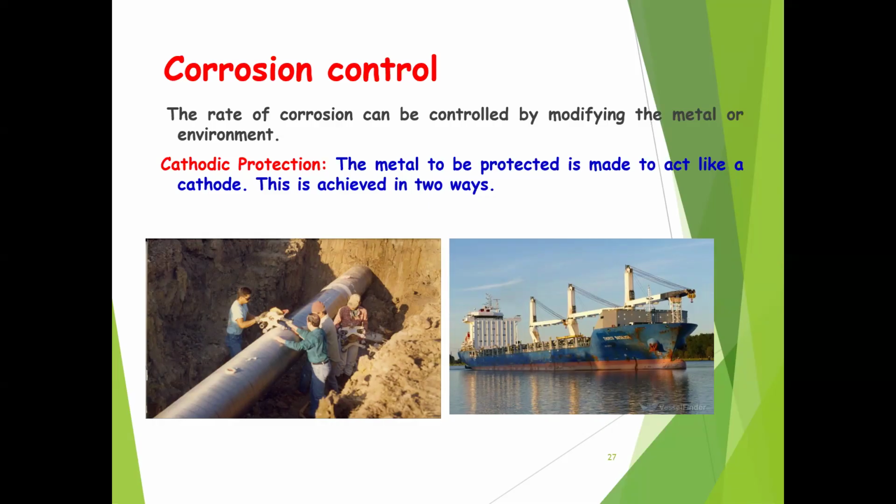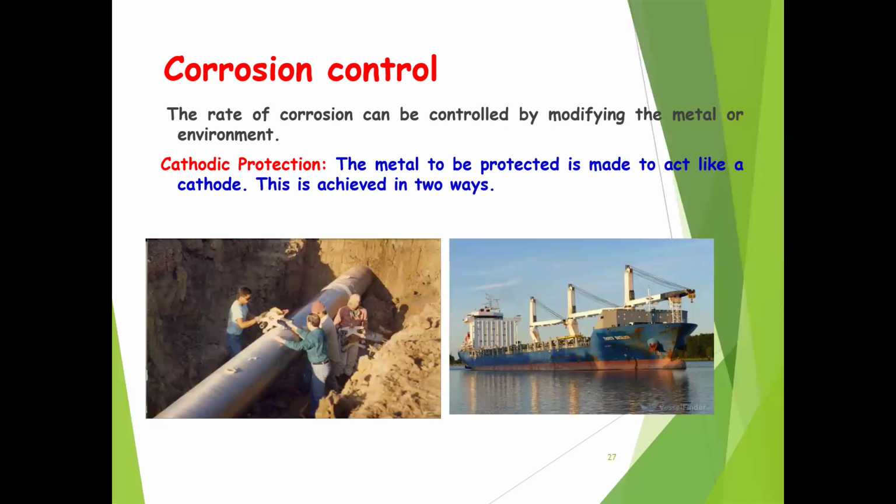At the local level, we always follow painting over the corroded part, but in bigger industries and ships, how do we control the corrosion? The techniques followed in corrosion control are what we are going to discuss today. Corrosion control can be done in two ways. One is the anodic protection technique, another one is the cathodic protection technique. Today we will discuss the cathodic protection techniques.